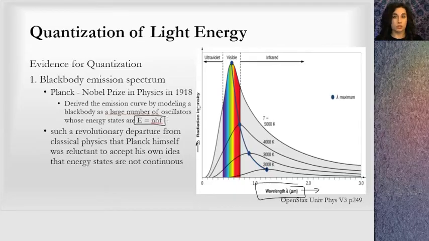So think about a star. Think about it having just a bunch of springs in it, oscillators. And the energy of those springs as they oscillate is given by very specific quantized values. And this was not anticipated at all, and that's why Planck won his Nobel Prize. This was such a revolutionary departure from classical physics that Planck himself did not even want to accept these results: that energy states are not continuous. At a classical level, we can have any energy. It's a continuum.